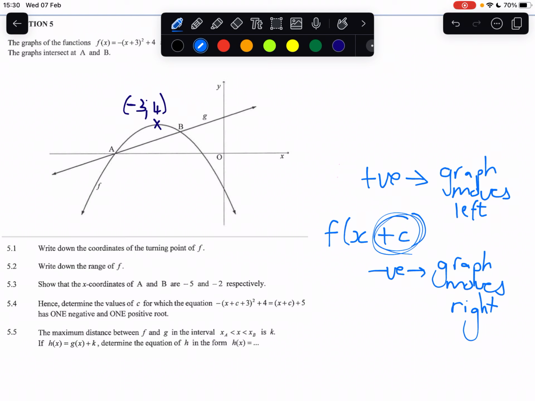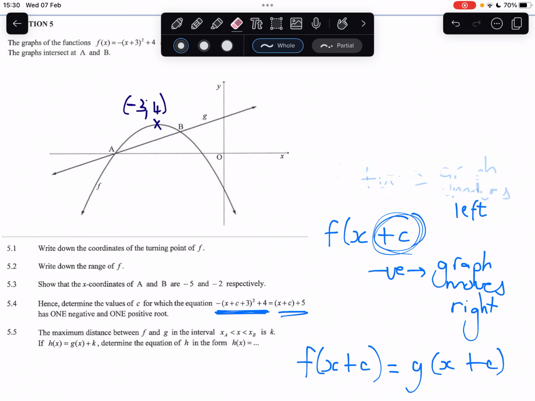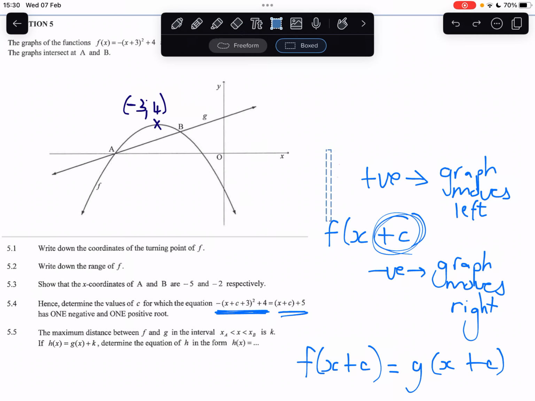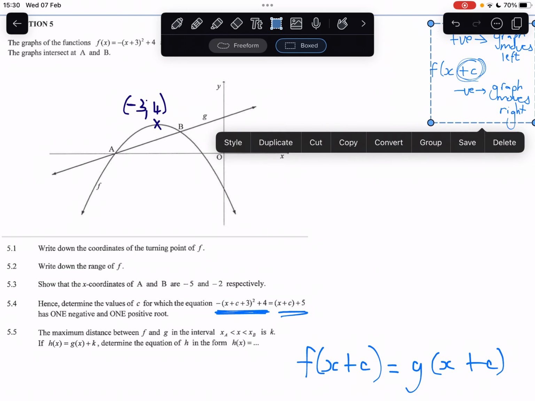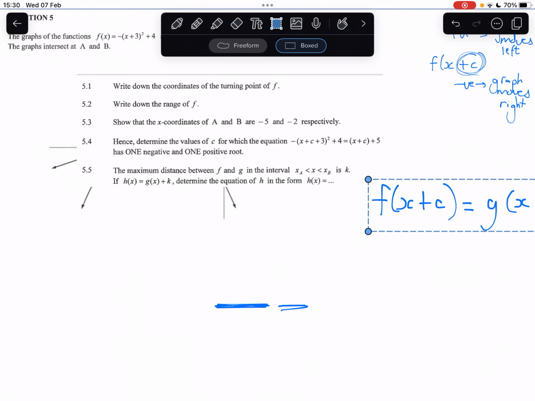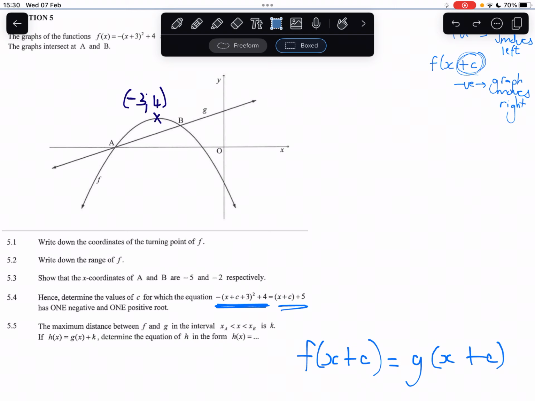Back to my point. So we can see here on the left, this is the same as f(x + c). And on the right, we've got g(x + c) as well, right? So what this question is asking us, oh, do I want to erase that? I don't think I did. Let's just shrink and relocate. Okay, wow, drama.